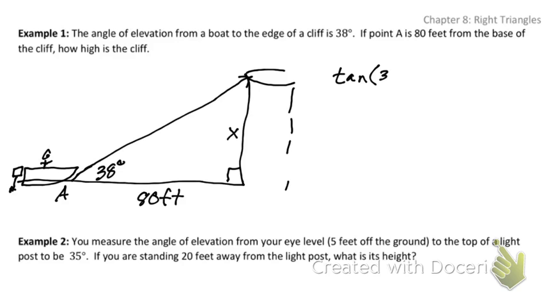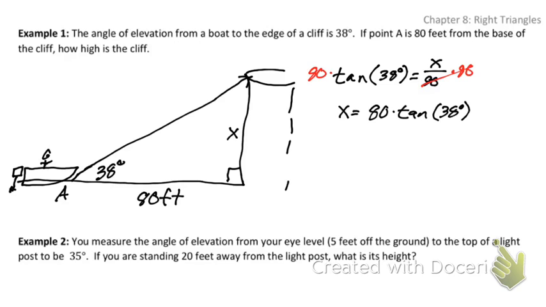And tangent of that 38 degrees is going to equal opposite, which is X, over adjacent, which is 80 feet. Well, we multiply both sides by 80 to cancel out that 80, and we're going to have X equals 80 times the tangent of 38 degrees. Evan, do you have a question or the answer?